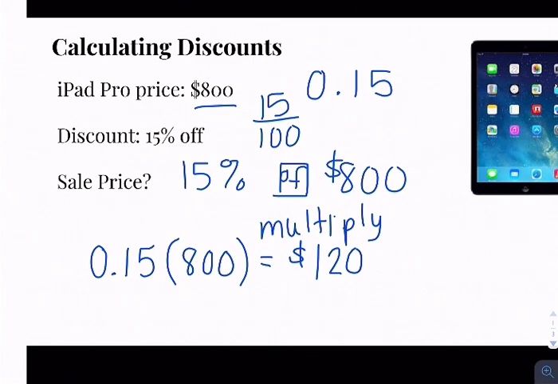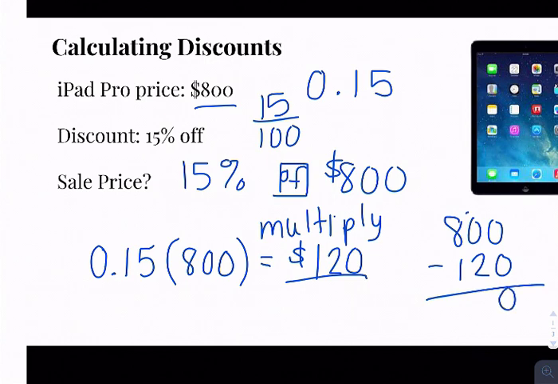Now, that looks like our answer, but let's think about it. If we are getting 15% off, could $120 be our total price at the end? That's a lot of a discount. So instead of saying that this is our final answer, we have to remember that that's the part we get off. That's the amount that we get to take away from the price. So really, that's our discount. So we get to take 800 and subtract 120. So my price, my sale price, is $680 once I take my 15% off.